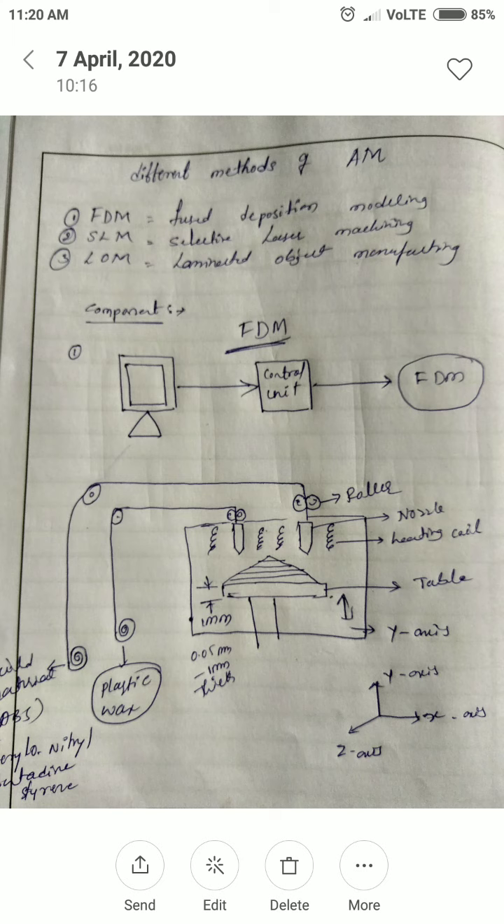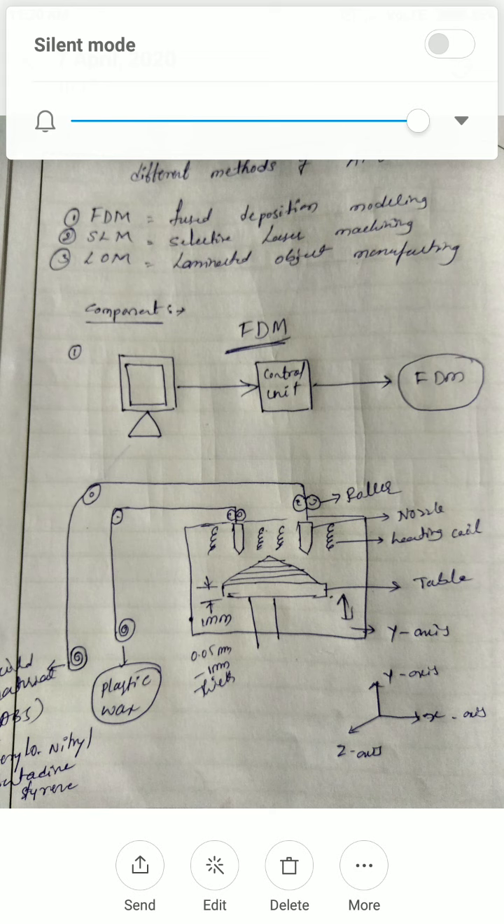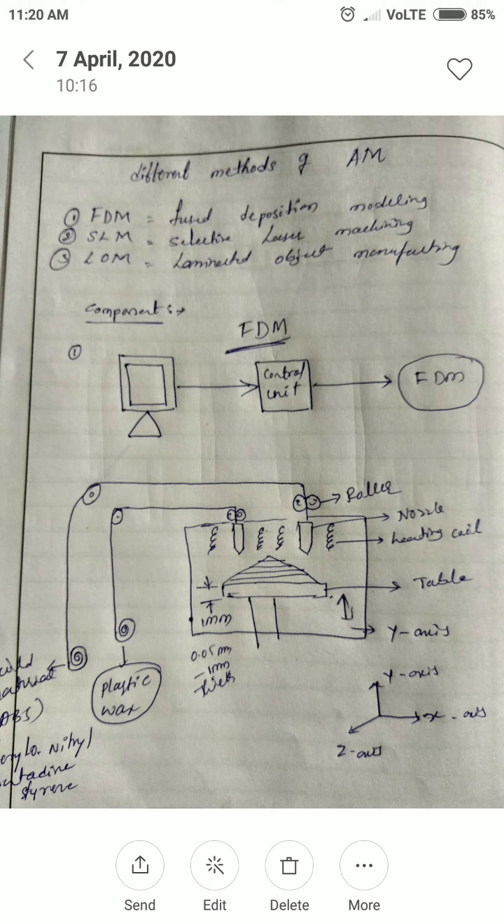Yesterday we had already discussed the introduction of additive manufacturing, then the advantages, applications, and many other things in the first class. And today is the second class. This is a very important class.